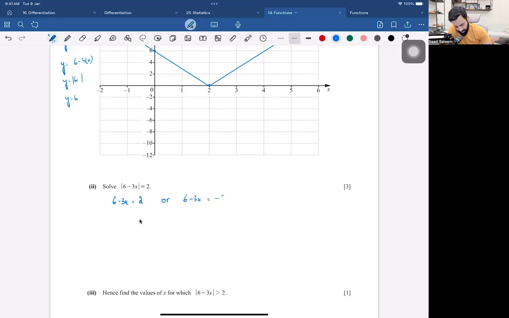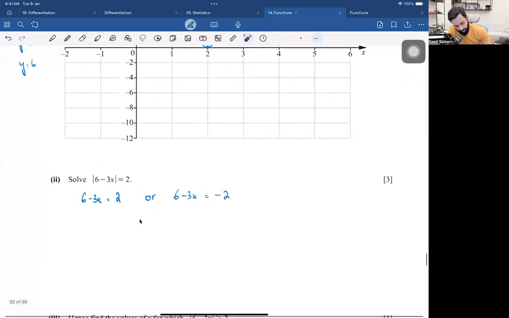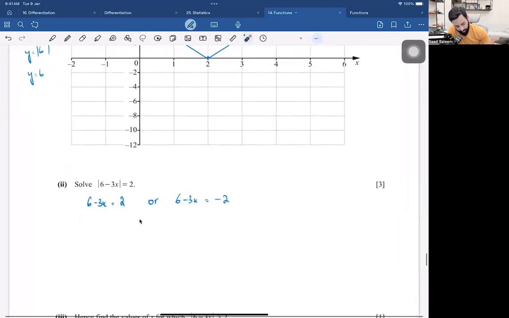So 6 minus 3x is equal to minus 2. Technically, the plus minus comes from where you remove the modulus sign, but we sort of skip that step and straight away take it with the constant, because that's what you will eventually have to do anyway. So 6 minus 3x is equal to 2.